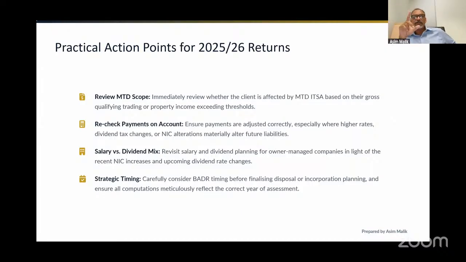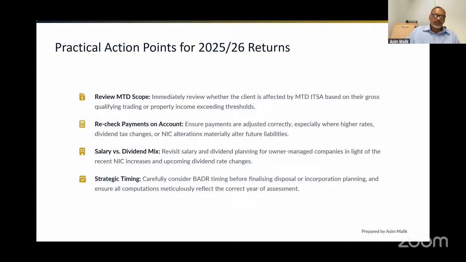Payment on account is another important one. You need to make sure that if the income has dropped, then you can apply to HMRC via Form SA303 to reduce the payment on account. That gives a cash flow advantage to the taxpayer. But just remember that if your estimation is wrong, HMRC will automatically charge the taxpayer interest. So you need to make sure.